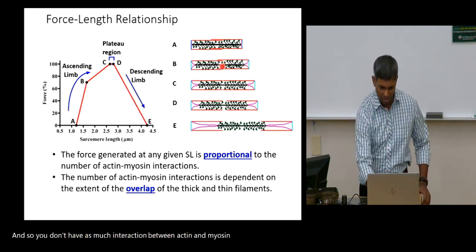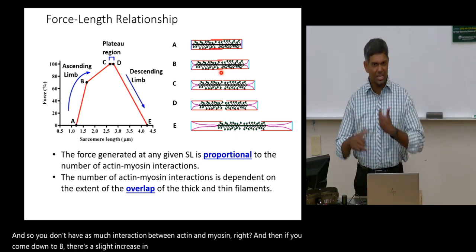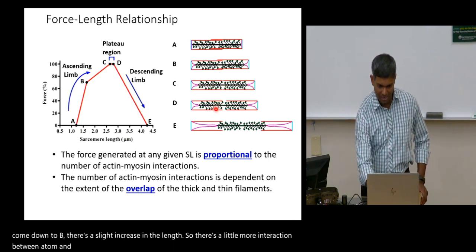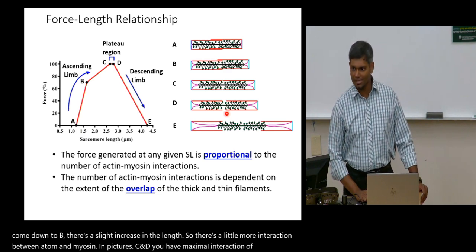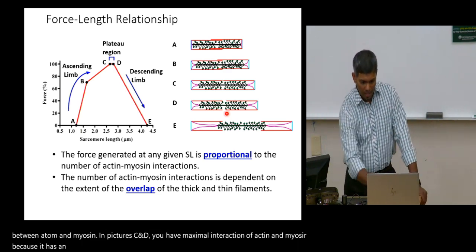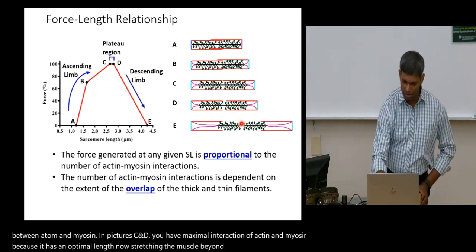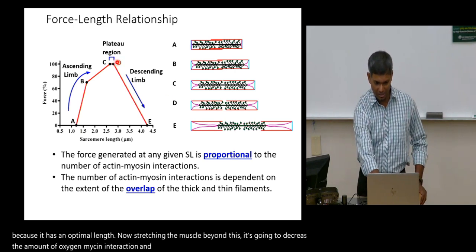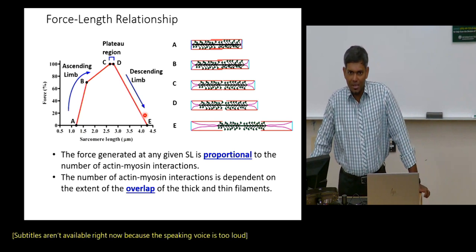And then if you come down to B, there's a slight increase in the sarcomere length, so there's a little more interaction between actin and myosin. In picture C and D, you have maximal interaction of actin and myosin because it's at an optimal length. Now, stretching the muscle beyond this is going to decrease the amount of actin-myosin interaction, and that's why you see a decrease in the amount of force, and that's why there is this descending limb being represented.